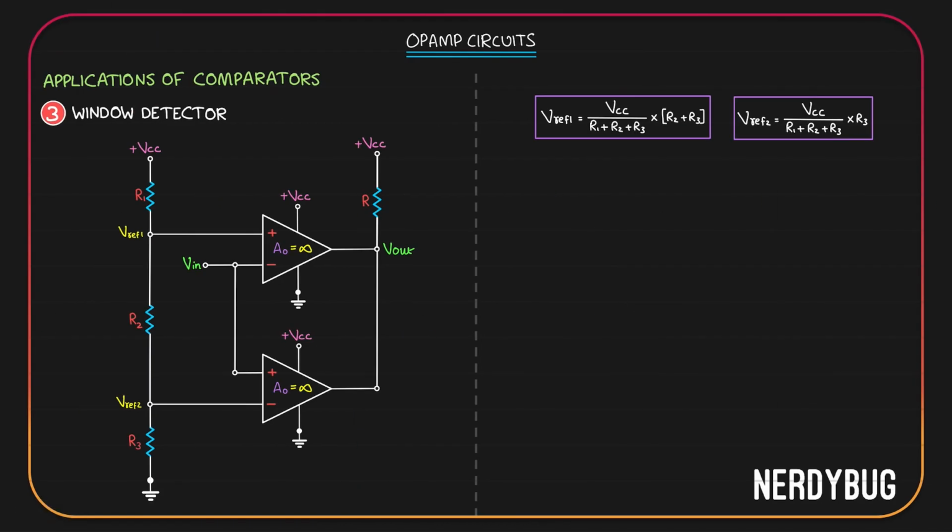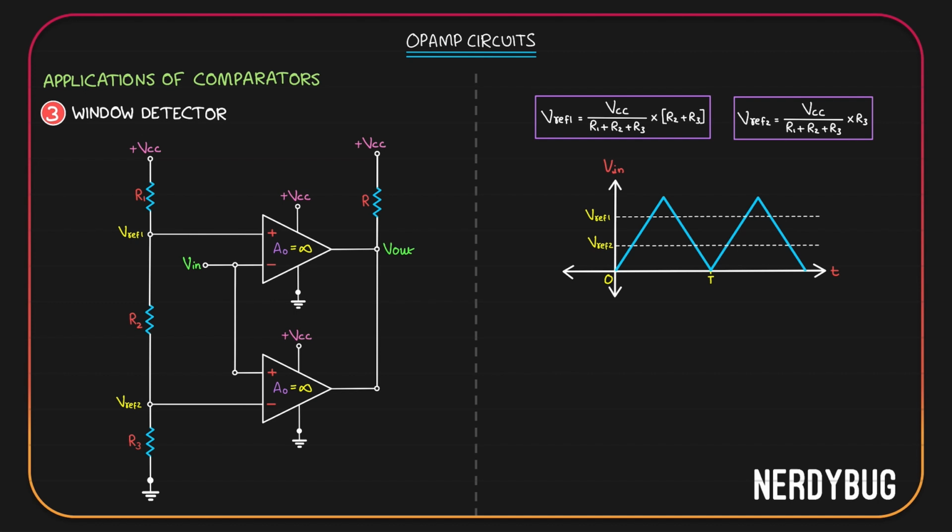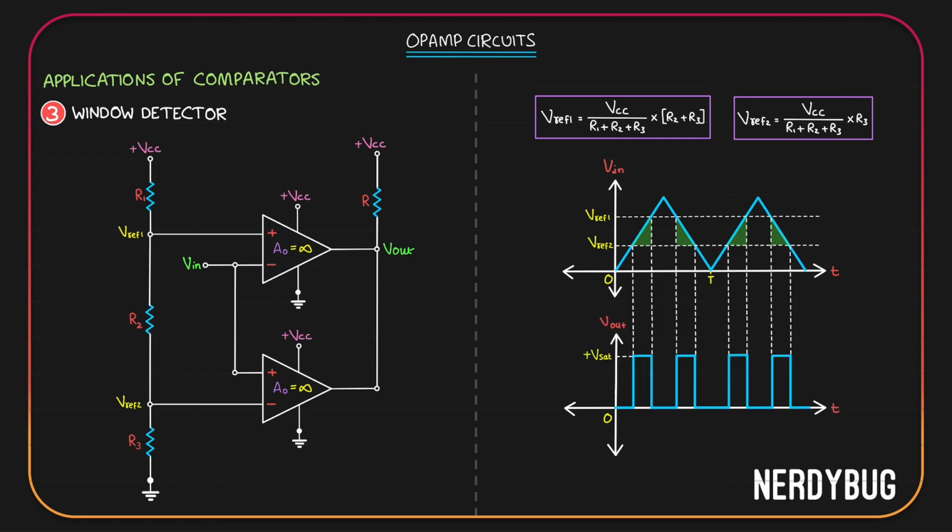Let us now take a triangular input signal and plot the output. But before that, we need two reference voltages. The output should be high only when the input is between these two values. Let us plot the graph. This is how it will look like. Let us now redraw this circuit also in a way that input is on the left side, output is on the right side, and everything else is in between.